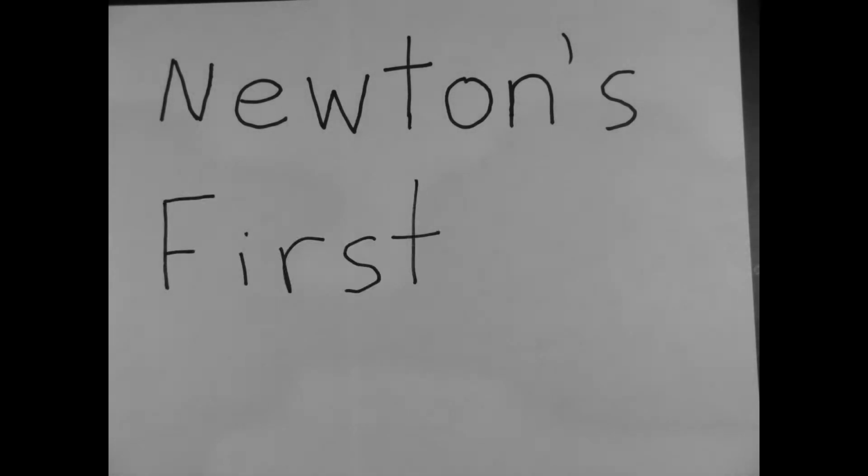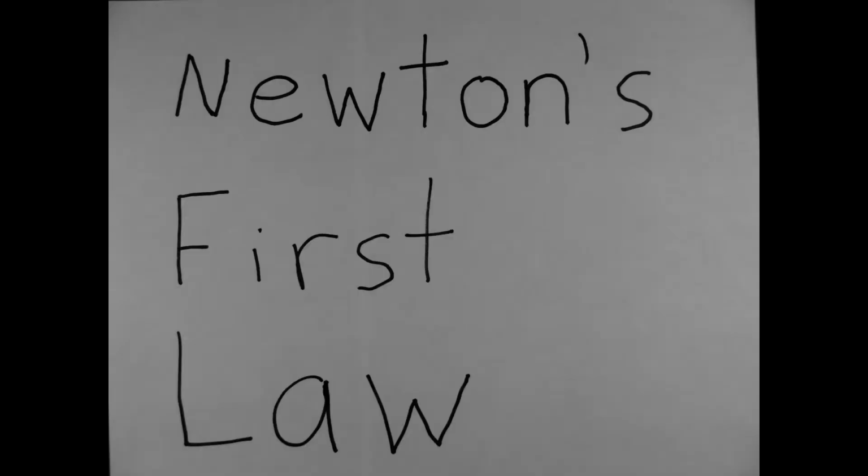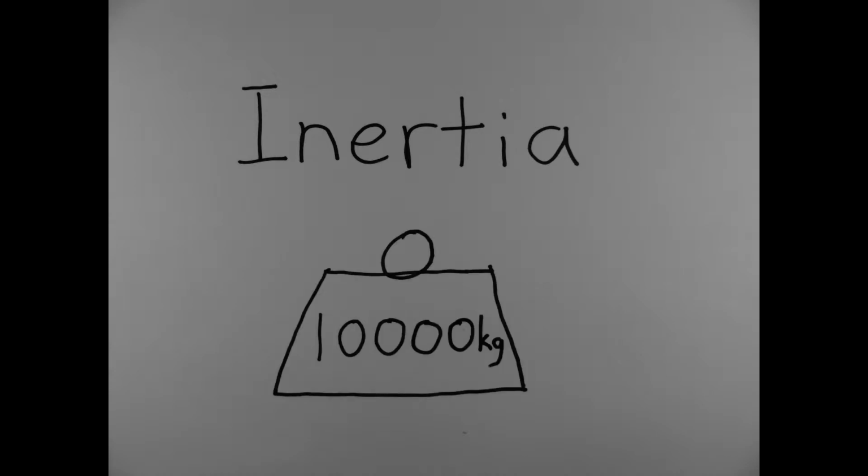Newton's first law. In 1687, Sir Isaac Newton published his 3 laws of motion. His first law is stated as, an object in constant motion will stay in constant motion unless acted upon by a net unbalanced force, otherwise known as inertia. Inertia is a property of all matter to resist a change in its motion.